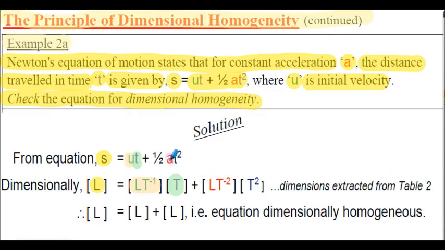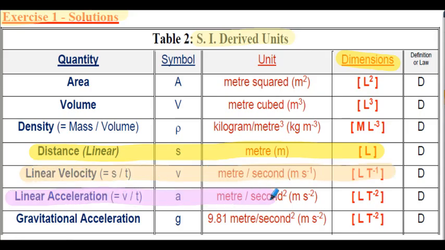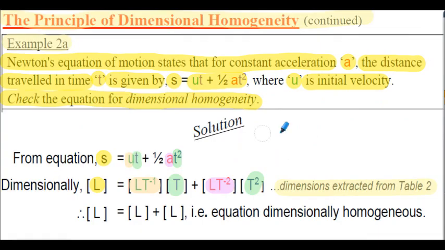The acceleration, lowercase a, we know from our previous database, would have dimensions LT^-2. And again, we have time, t squared in this case, so that would be dimension T to the power 2. So the dimensions for all these derived units are extracted from our table 2. Here's table 2 for reference, and here's distance, here's linear velocity, and here's linear acceleration. Those are our derived units showing the dimensions from our table 2. Time, of course, is a base unit.